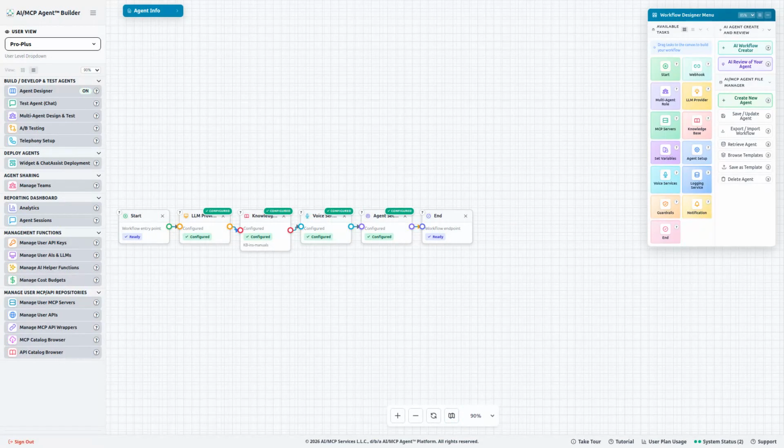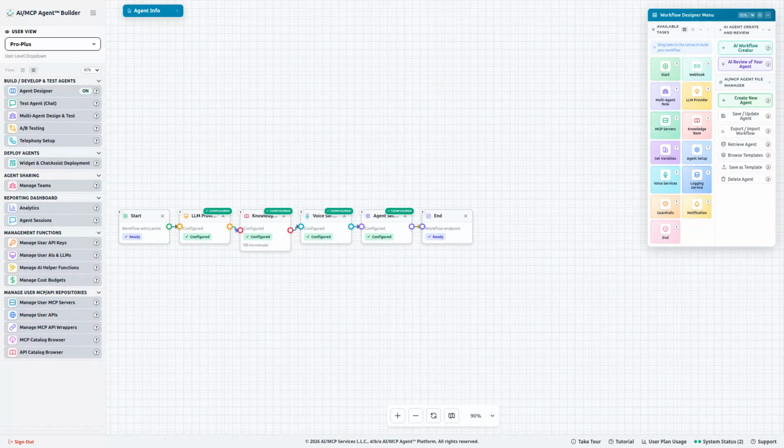Today's solution is an underwriting triage assistant for commercial insurance. It reads a new submission, classifies the risk into a tier, and recommends whether to auto-bind it or refer it to a senior underwriter, grounding every decision in the carrier's own underwriting guidelines and citing the exact rule it relied on. Over the next few minutes, we'll design it, look at the knowledge that powers it, test it live, and then put it into production, all inside the AI-MCP Agent Designer.